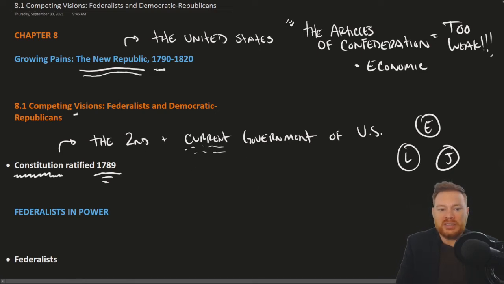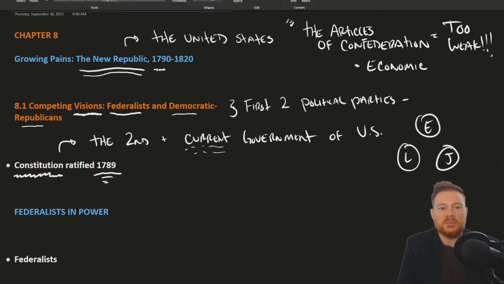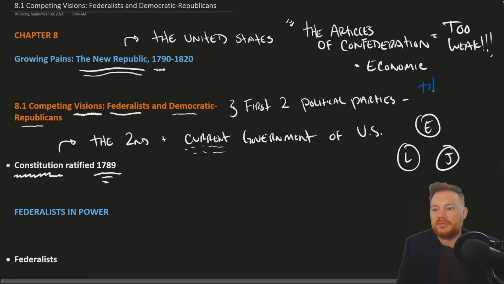Here, though, competing visions, as we'll see, almost immediately after the Constitution was ratified and the three branches were put into effect, there were differences of opinion, particularly between two groups, Federalists and Democratic Republicans. You want to think of these two groups as the first two political parties in American history. And we sometimes call this, and this is a good term to be familiar with, the first party system.